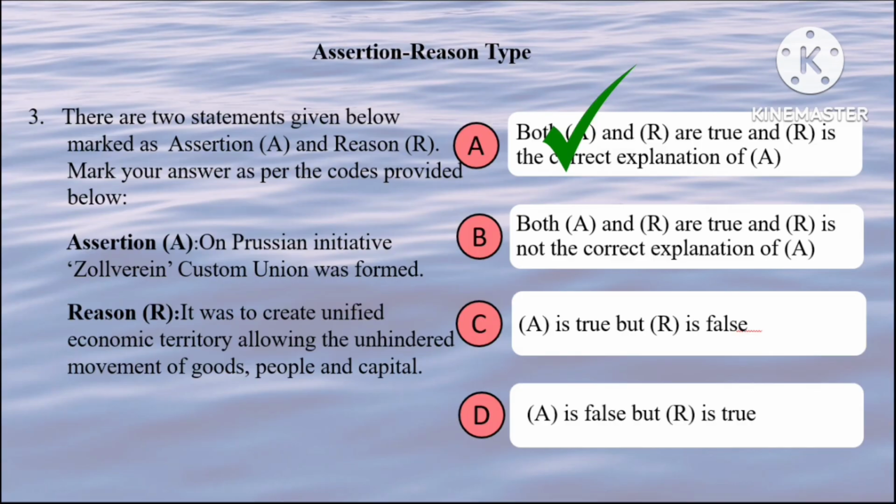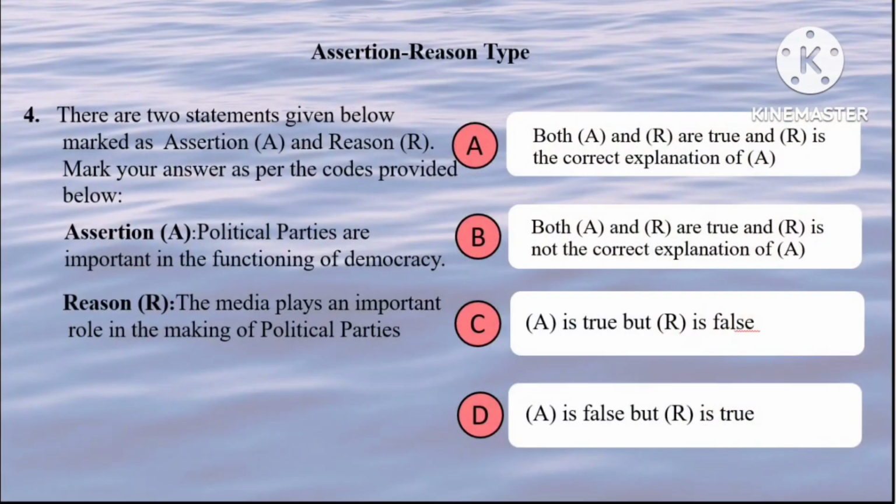Next, assertion. Political parties are important in the functioning of democracy. This statement is true. Reason. The media plays an important role in the making of political parties. There is no role of the media in the making of political parties. This statement is incorrect. Hence, option C is correct.